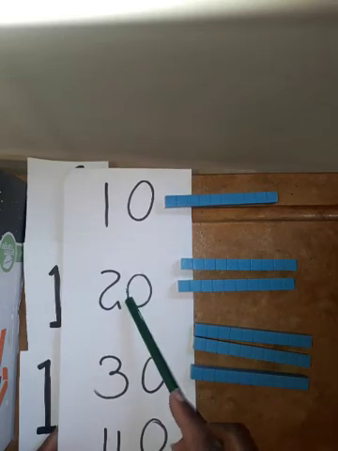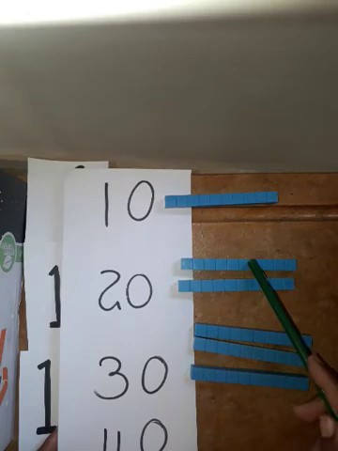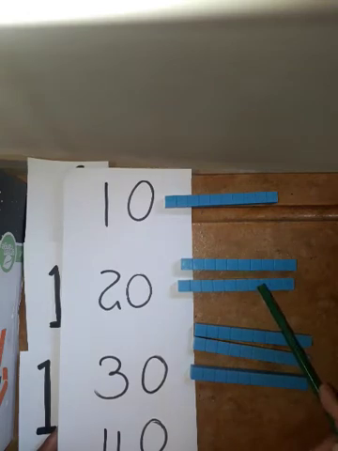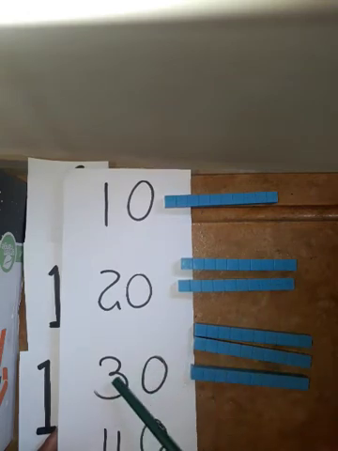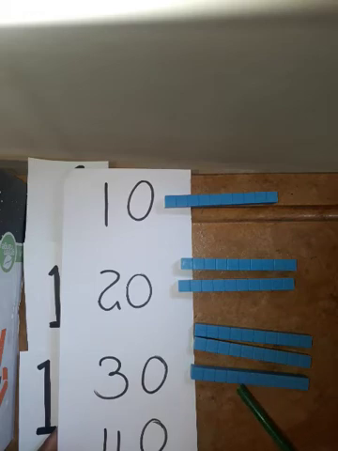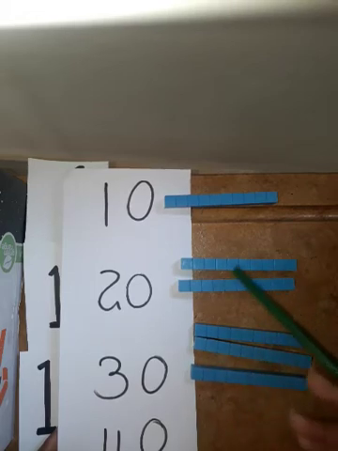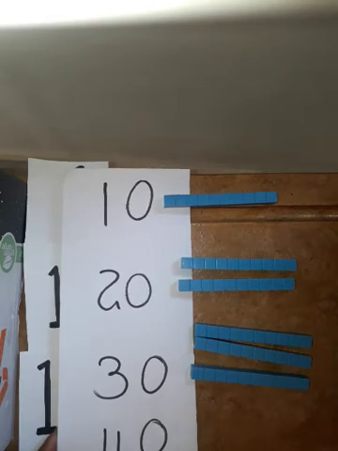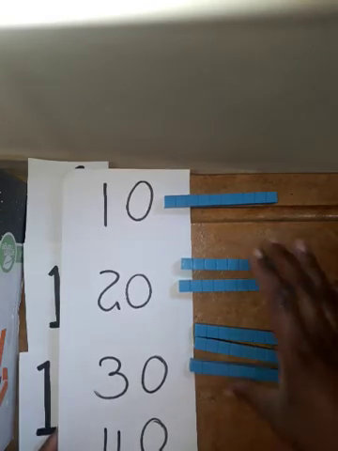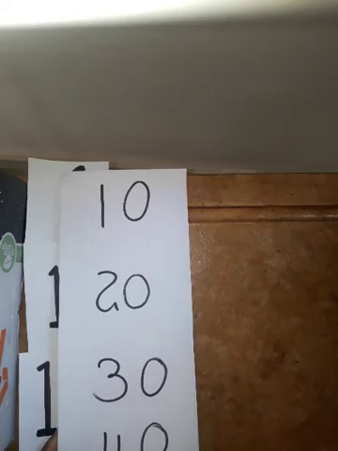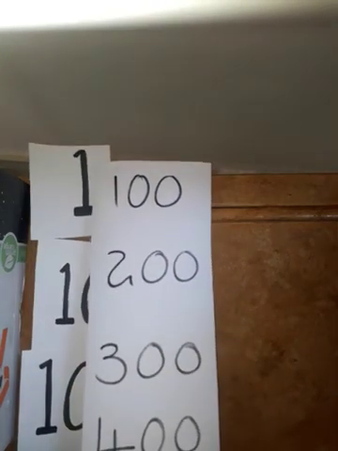How many tens do you have in 20? 1, 2. You've got 2 tens. How many tens do you have in 30? You see that you've got 1, 2, 3, 3 tens. You're going to move on up to 90. Again, tens start from 10 up to 90. Then after that, we are going to move on to a presentation of hundreds.